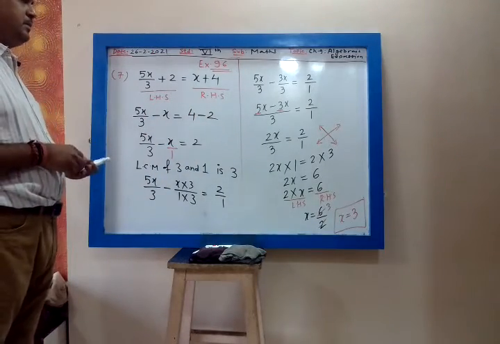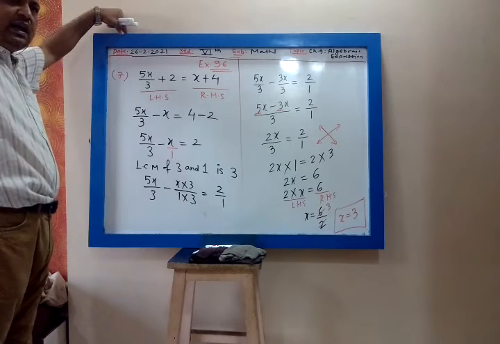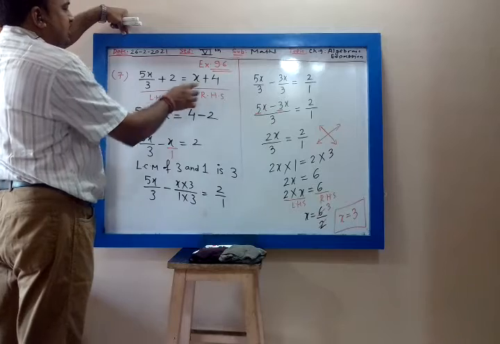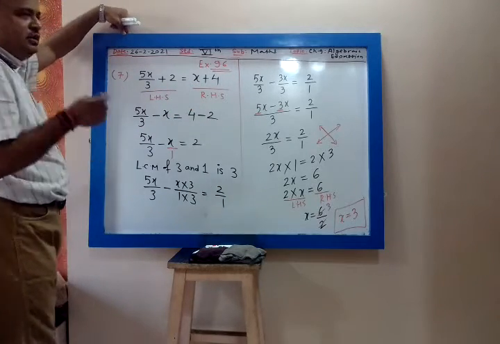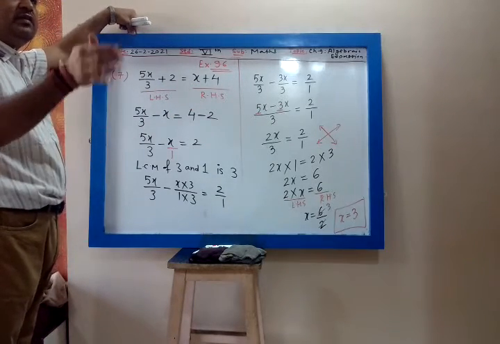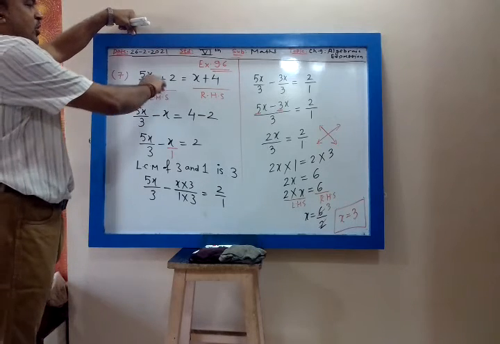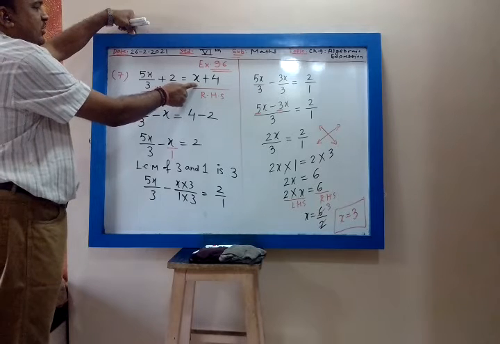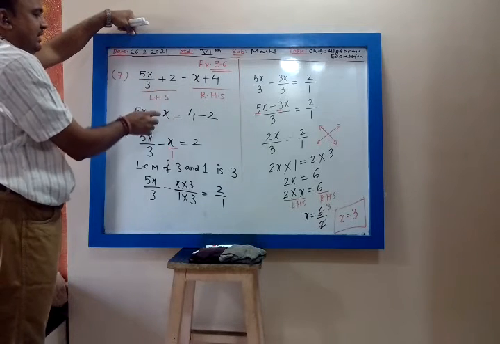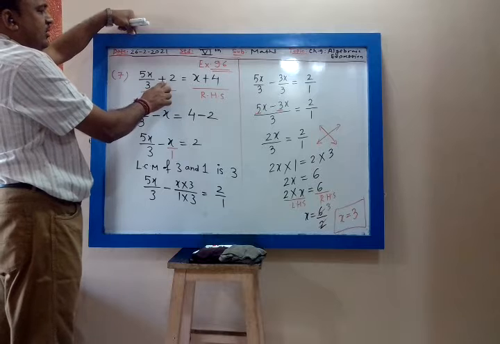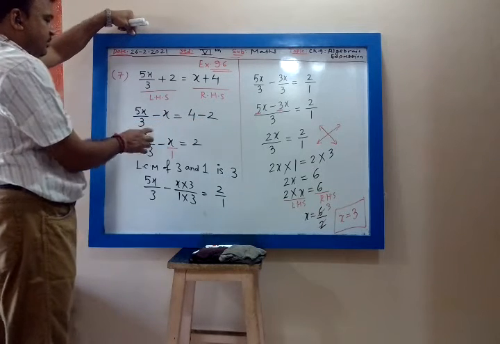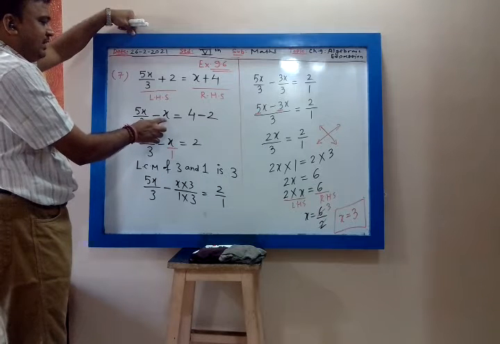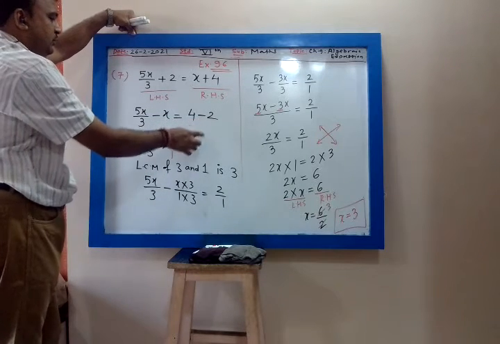Now again I am explaining from the beginning. 5x upon 3 plus 2 is equal to x plus 4. This is my left hand side, this is my right hand side. What we do in this equation, we take all the variables on left side and all the numbers on right side. So x is the variable. This I will take on the left side, plus x becomes minus x. Then all the numbers we take on the right side, plus 2 becomes minus 2. Then 5x upon 3 is a fraction, x is not a fraction. So to make it a fraction, I will write x upon 1. Then 4 minus 2 is 2.